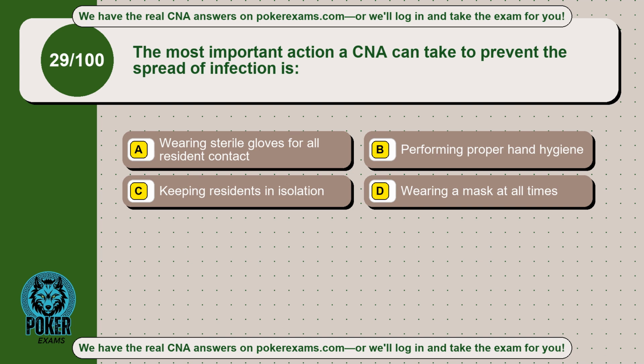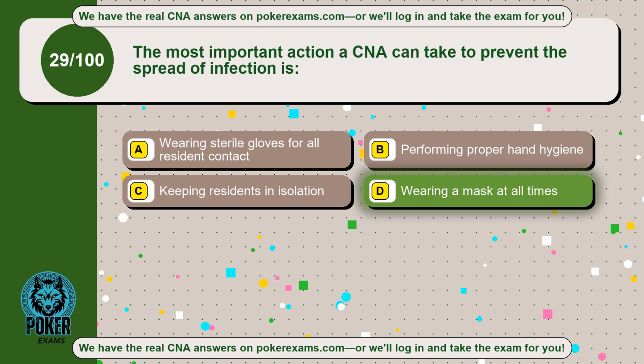Question 29. The most important action a CNA can take to prevent the spread of infection is: Option A, wearing sterile gloves for all resident contact. Option B, performing proper hand hygiene. Option C, keeping residents in isolation. Option D, wearing a mask at all times. The correct answer is option D.